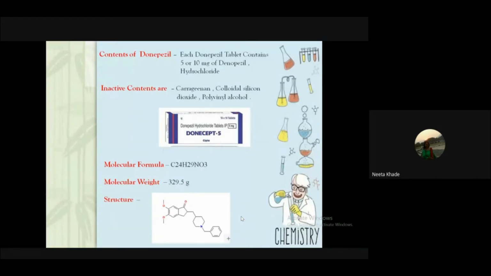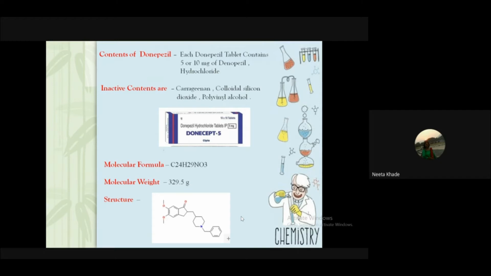Each donepezil tablet contains 5 or 10 mg of donepezil hydrochloride. This is the main content of the drug, and there are also inactive contents. These are colloidal silicon dioxide and polyvinyl alcohol. Here I have posted a picture of Aricept, which is of 5 mg.